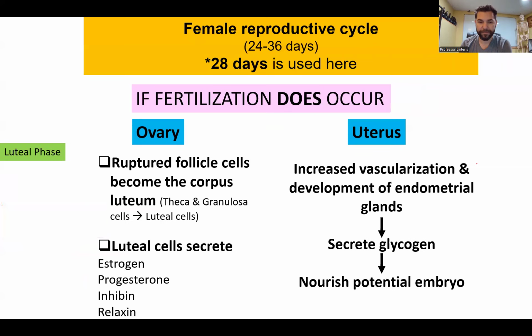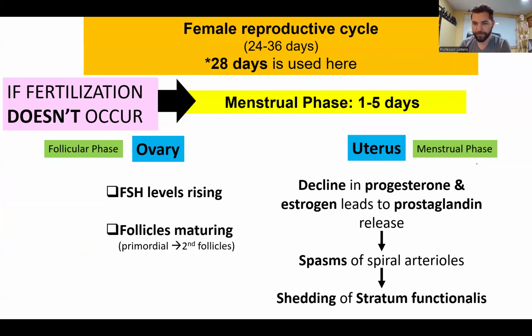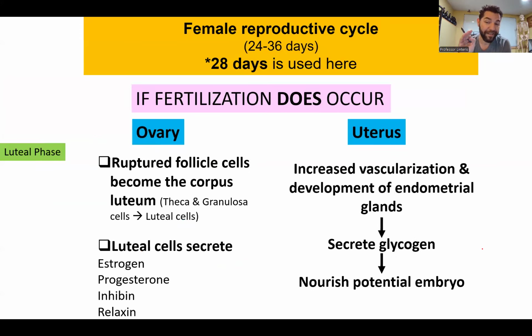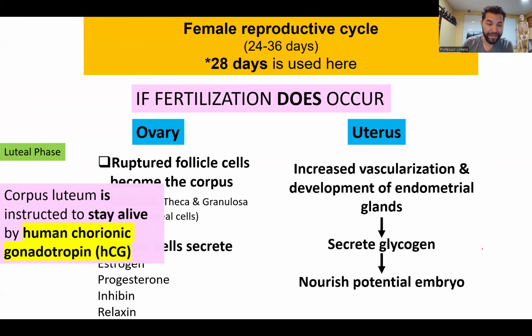And this restarts. So we have the same thing that we just talked about 6 slides ago, right? The other ovary: FSH levels rise, promoting the stimulation of follicular development. Menstrual phase, progesterone and estrogen go down, the functionalis gets removed. Menstrual phase. If fertilization does occur, this is the important part.